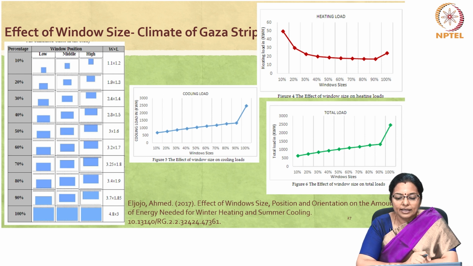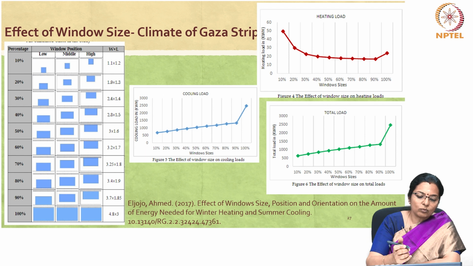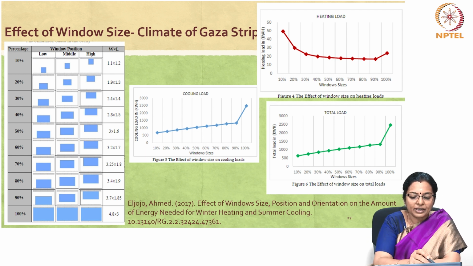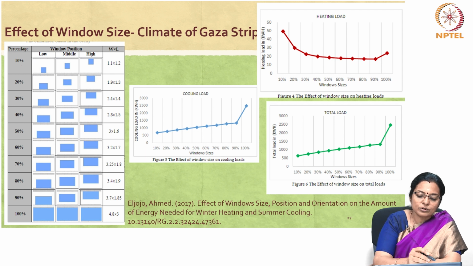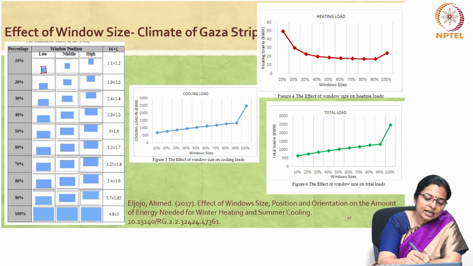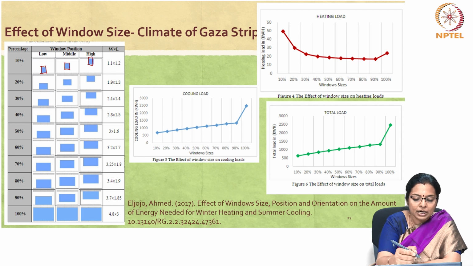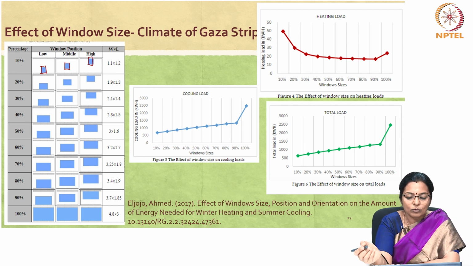A study was conducted using Ecotect on the impact of window size and position on the heating and cooling load in an air-conditioned building in Gaza Strip. And this is what the studies showed. What they had done was, they had taken different percentages of window to wall ratio and positioned it in three different locations. One was a low position, one was a middle position, one was a high position.